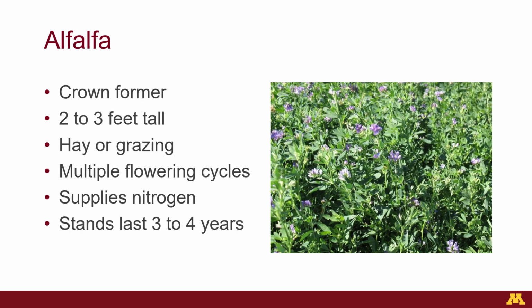Alfalfa is the most widely grown forage legume in the Midwest. It is a crown-forming plant that grows 2 to 3 feet tall. It is harvested as hay or silage and sometimes grazed. During a growing season, alfalfa will have 3 to 4 regrowth cycles that each culminate in flowering and harvest. Alfalfa is used as a rotation crop to supply nitrogen to subsequent crops in rotation. Stands typically last from 3 to 4 years.